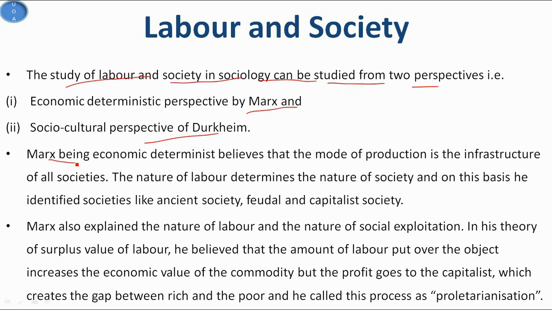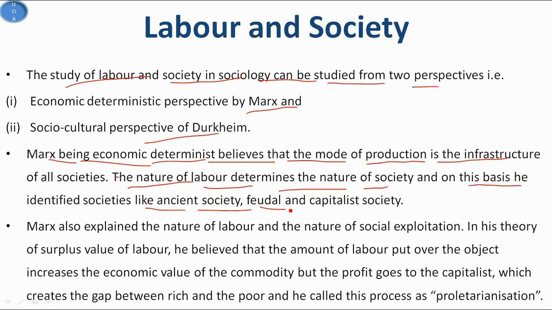Now first we see the perspective of Marx. Being economic deterministic, Marx believes that the mode of production is the infrastructure of all societies. He said that the nature of labor determines the nature of society, and on this basis he identified societies like ancient society, where the slaves were the property of their masters, who had the right to sell or kill them. So it was an unequal society where slaves were the means of production.